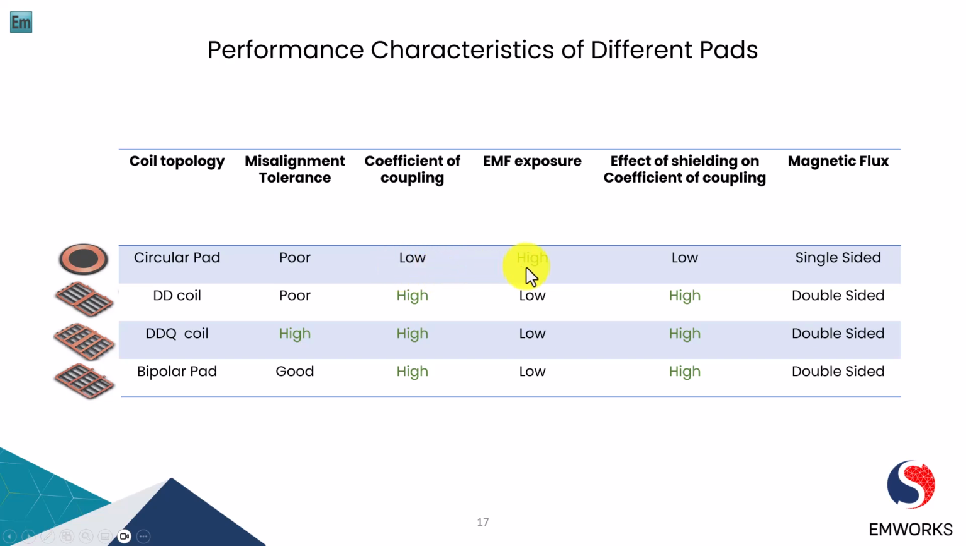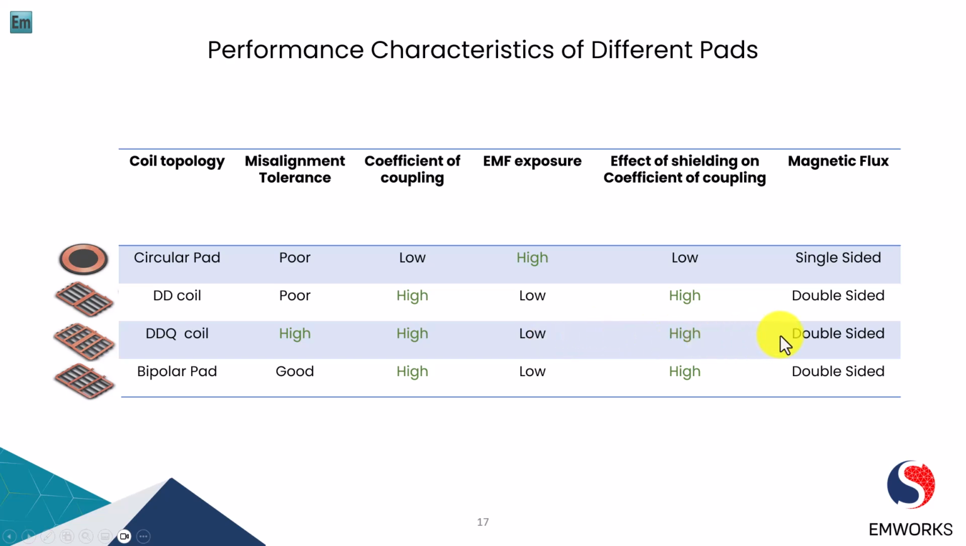However, it provides high EMF exposure and a low shielding effect, making it a single-sided pad topology. Moving to the DD coil, it has a poor misalignment tolerance but a high coefficient of coupling. The EMF exposure is low and the effect of shielding on the coefficient of coupling is high, and it is a double-sided pad topology. Moving next to the DDQ coil, it has a high coefficient of coupling and a high misalignment tolerance. However, it has a low EMF exposure and high shielding effect.